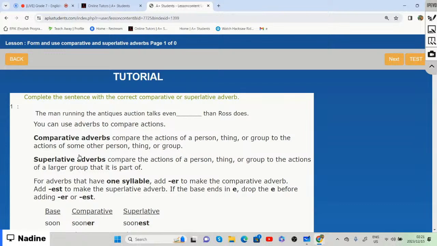So that is comparative. So comparative, right? It's like we are comparing two people, things, or groups. But the superlative, right? It's where it is more of a larger or bigger group. So it's been compared to a larger or bigger group.